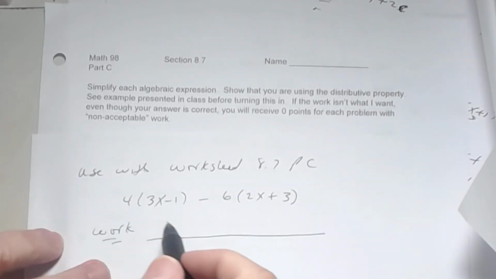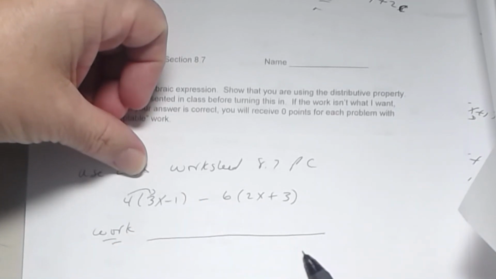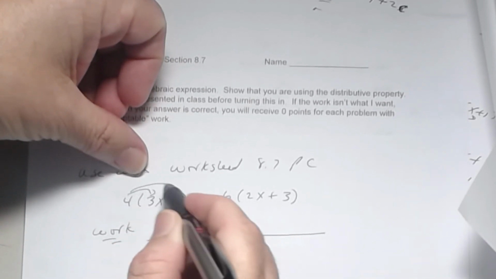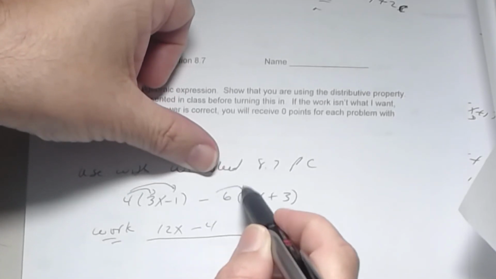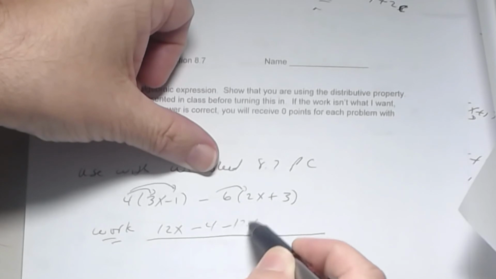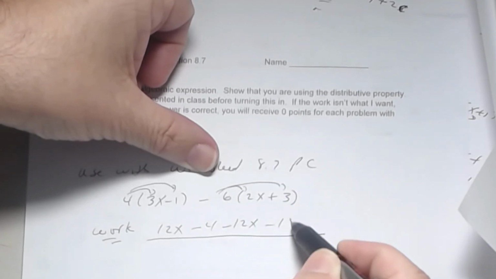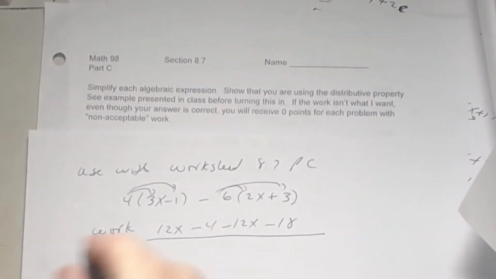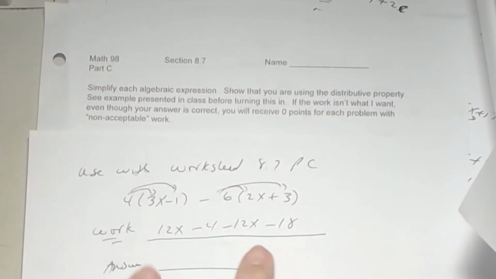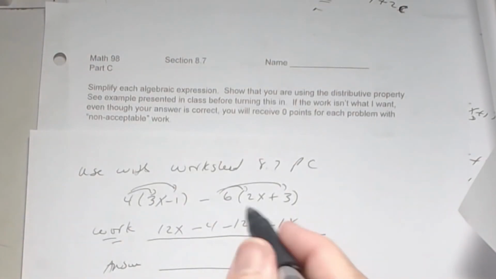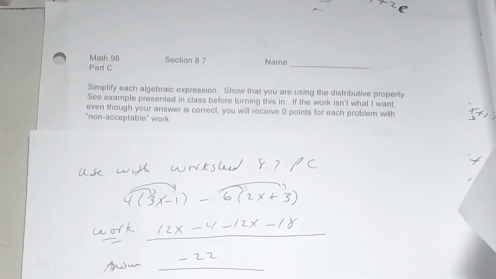All I want you to do is do the distributing. So you're going to say 4 times 3x is what? Write that down. Then you're going to say 4 times negative 1 is what? Write that down. Then you're going to distribute what here? Negative 6 times 2x? Negative 6 times 3? That's what I want to see. And then your answer is going to be what you get when you combine. So what's 12x minus 12x? 0, right? You're not going to put 0x, you're going to leave it off. And what's a negative 4 and a negative 18? Negative 22. So that'll be your answer.